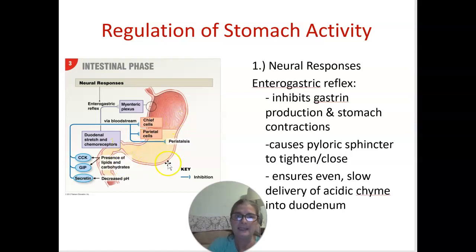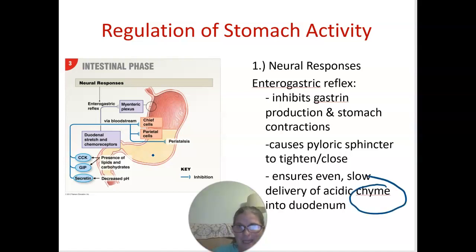What happens is the stomach is working, mixing everything, and the sphincter's open and it squirts a little in. As soon as the food, which I'll tell you now is called chyme, once your stomach processes all that food that you ate, it turns it into this white pasty stuff called chyme. As soon as chyme hits the duodenum, that's what triggers this reflex. The presence of it hitting the duodenum will slow down stomach contractions, especially down by the pylorus, and close the sphincter.